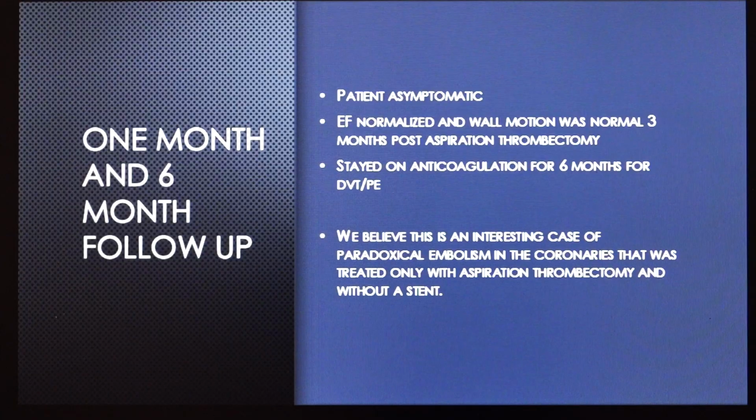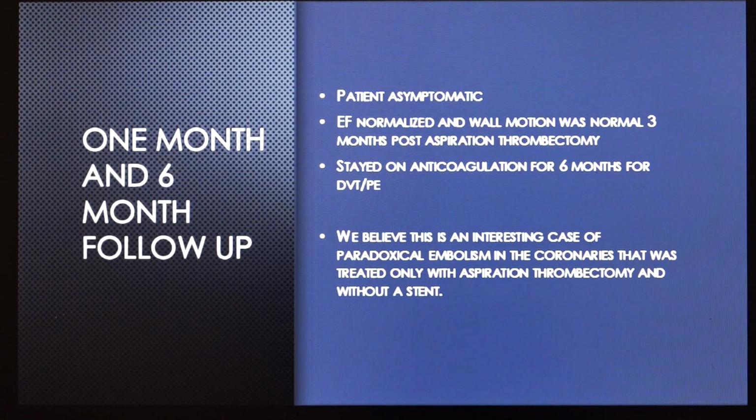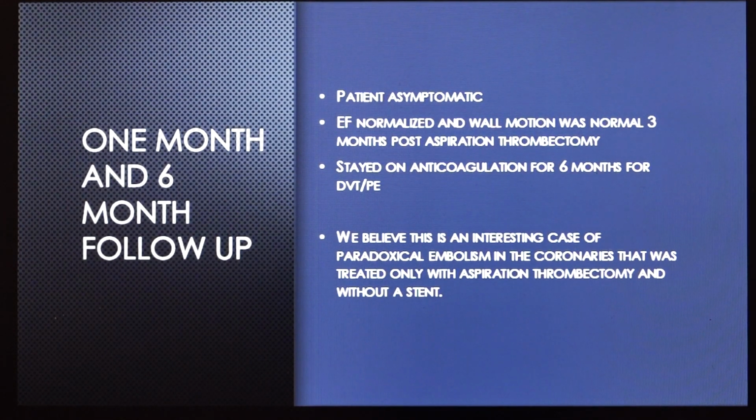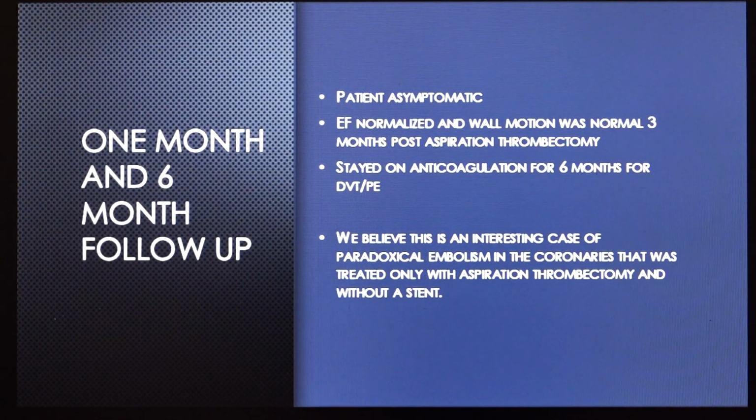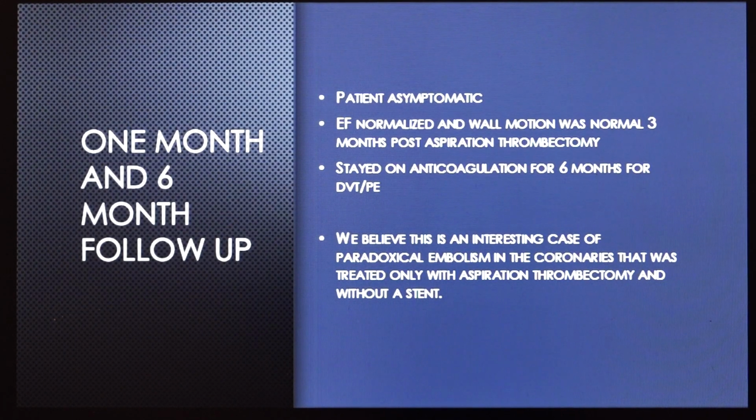He continues to be my clinic patient at 6 months and a year. The patient is completely asymptomatic. His ejection fraction normalized. He stayed on anticoagulation for 6 months for this provoked DVT and PE. And we really believe this is an interesting case of paradoxical embolism in the coronary arteries that was treated only with aspiration thrombectomy and without putting in a stent.